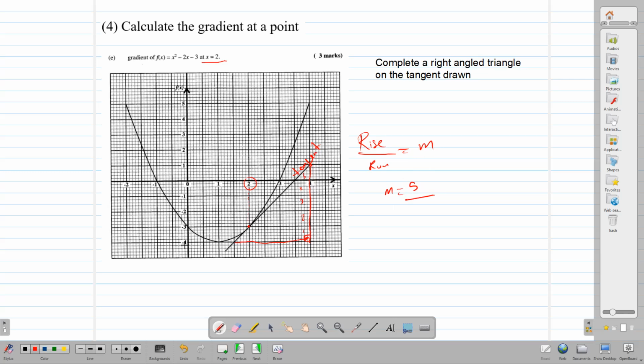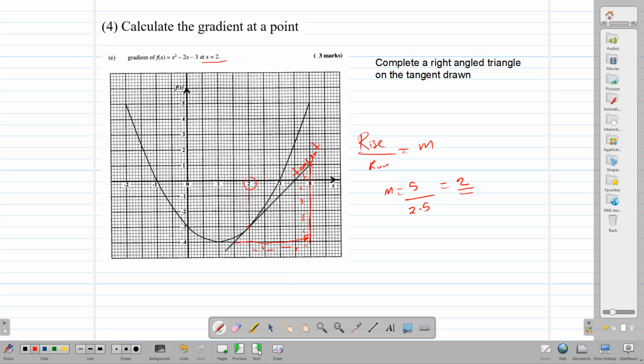Our run is, each 2 centimeters here represents 1. So 2 centimeters there, that's 1. Another 2 centimeters, that's 1.5. So we have 2.5 there. Dividing 5 by 2.5, we get 2. So the gradient at this point where x is equal to 2 is 2.